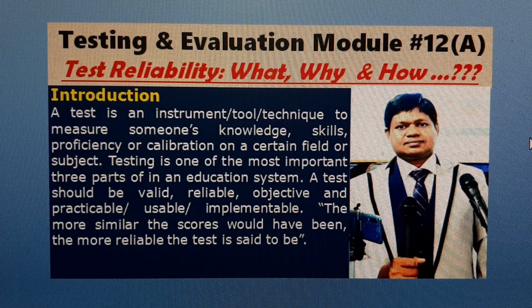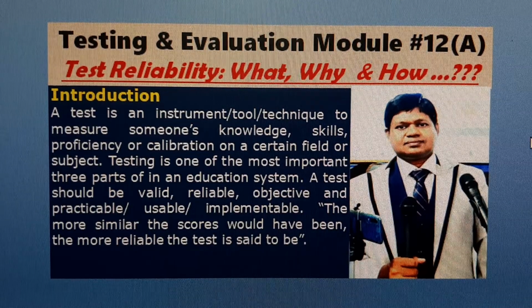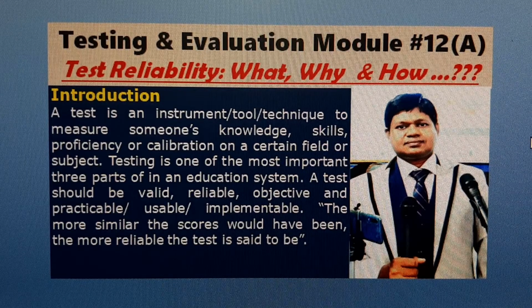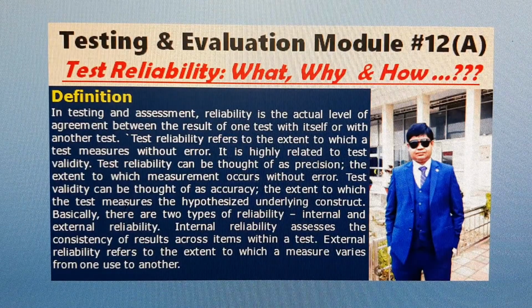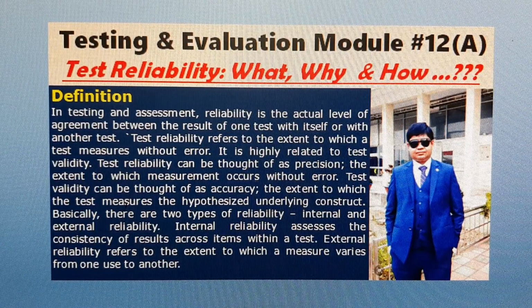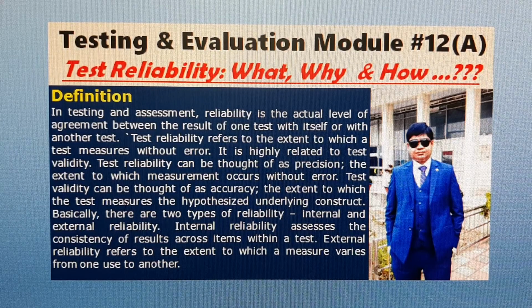It is highly related to test validity. Test reliability can be thought of as precision, the extent to which measurement occurs without any error. Test validity can be thought of as accuracy, the extent to which the test measures the hypothesized underlying construct. Basically, there are two major types of reliability. Number one, internal or calculative reliability, and number two, external physical or instrumental reliability.